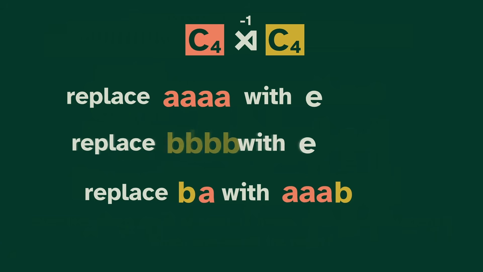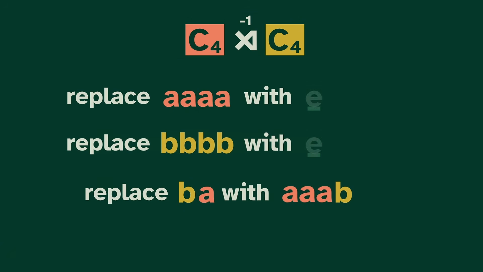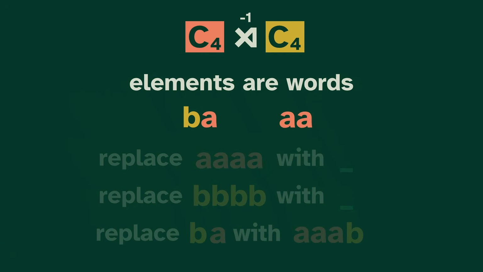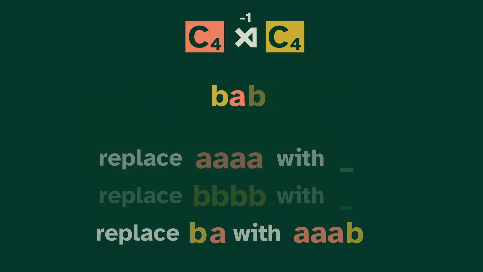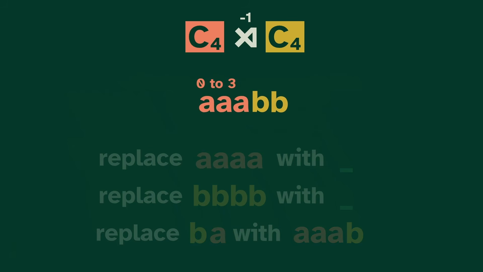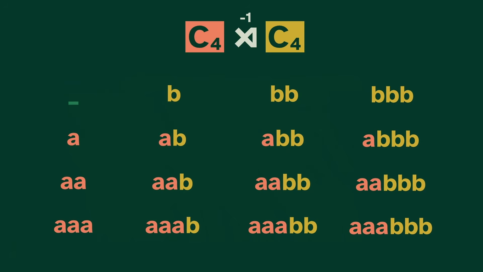For this group, we have 3 equations, so we tell the computer, replace any value on the left with the value on the right. Although, instead of A to the 4, we use A! And the same with B. And then E is blank. Blank? Yeah, the elements are words, and the operation is to smush them together. So a blank is neutral. We can smush any two words, and the equations will simplify into 0 to 3 A's, followed by 0 to 3 B's. That's 16 options. Yes, every element has a unique representative word.